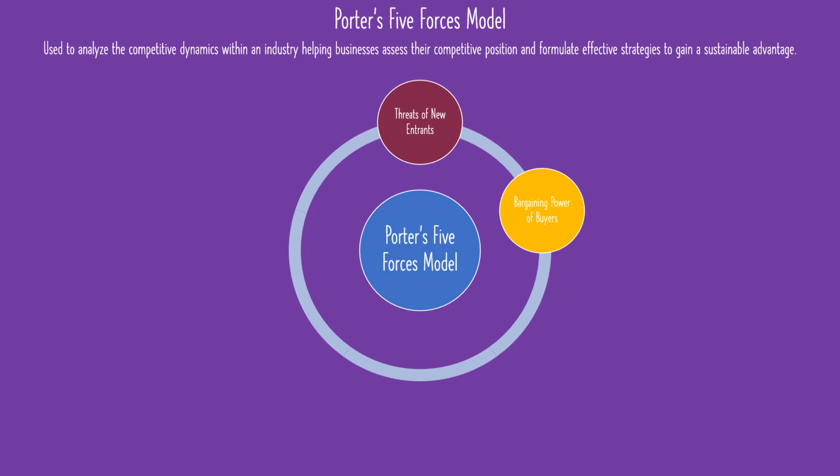Bargaining power of suppliers. Evaluating the influence suppliers have over firms in the industry. Factors affecting supplier power include the concentration of suppliers, availability of substitutes, and switching costs. When suppliers have high power, they can dictate prices, limit quality, or restrict supply, impacting the profitability of firms.